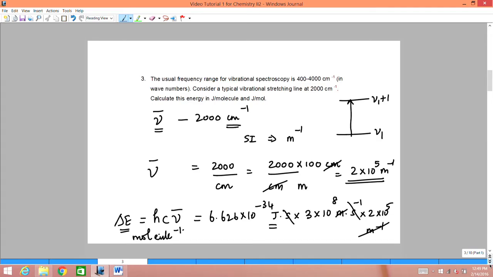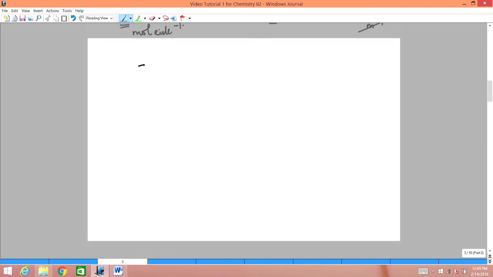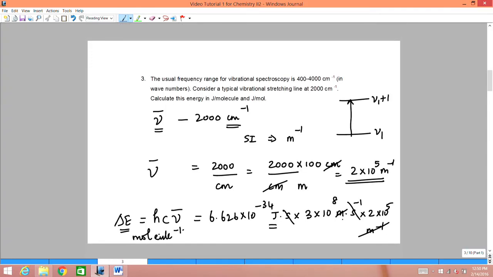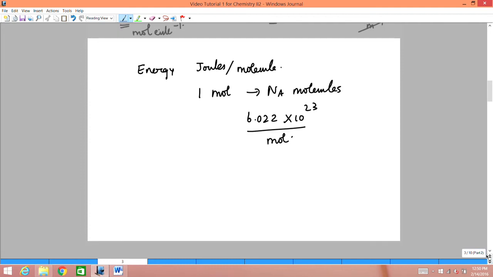And what is the value for per mole? Whatever energy you get in joules per molecule, since there are Avogadro number of molecules in 1 mole, namely 6.022 times 10 to the 23 per mole, you can calculate the energy. You multiply the number that you have obtained earlier by the Avogadro number, then you get the energy per mole.